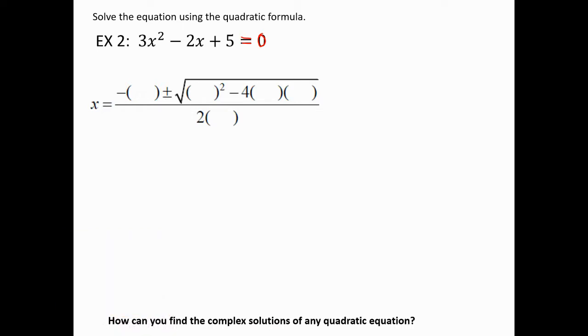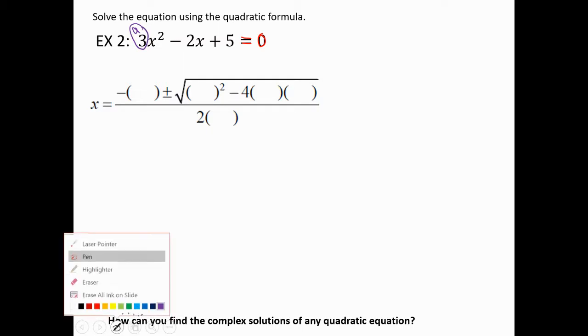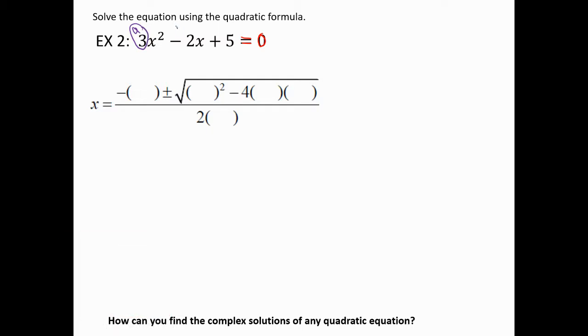Our A is going to be 3. Our B is going to be -2. And our C is going to be 5. If you don't remember the formula, make sure you write it down so you can use it as reference. It's x equals -b plus or minus the square root of b squared minus 4ac, all over 2a.